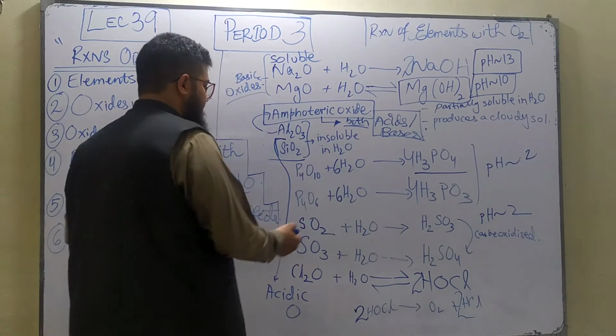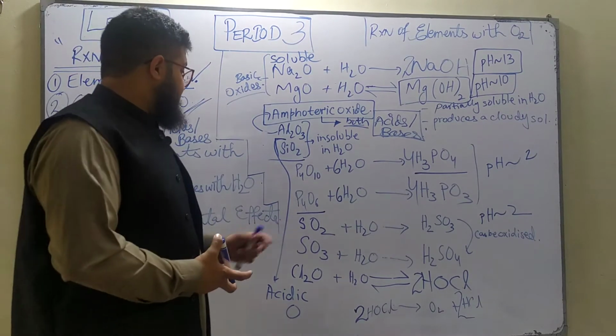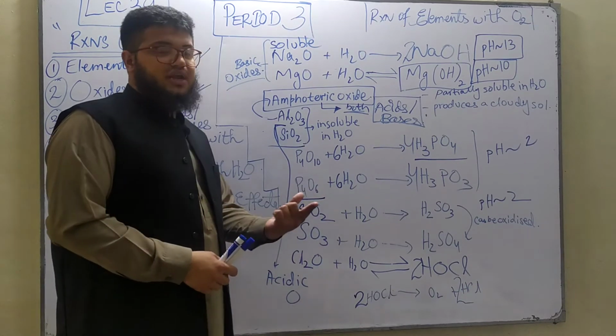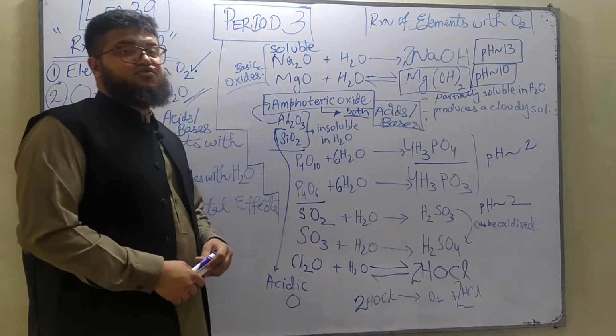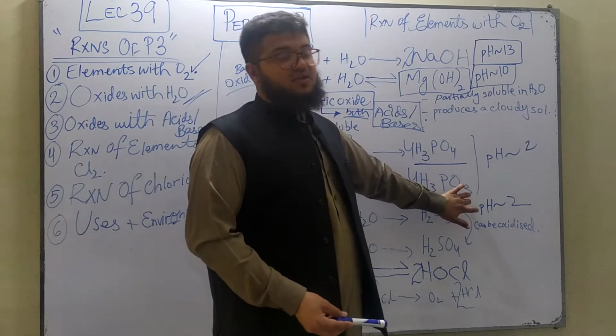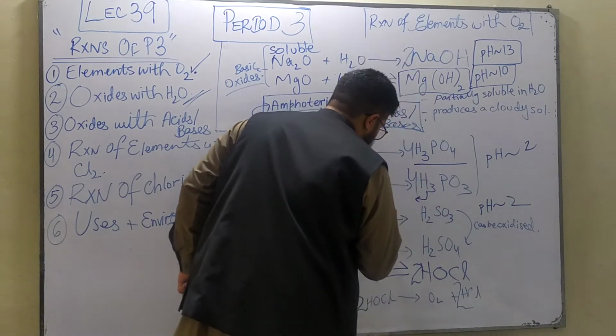Then P4O6, phosphorus 3 oxide. This was phosphorus 5 oxide, this is phosphorus 3 oxide. The oxidation state of phosphorus is 3 over here. When it dissolves in water, it produces phosphorus acid. This is called phosphorus acid.